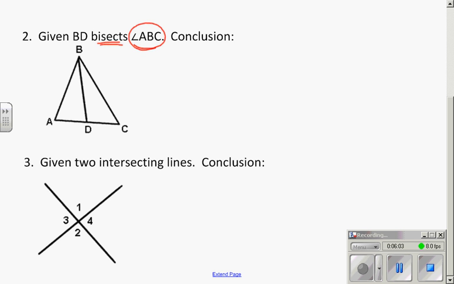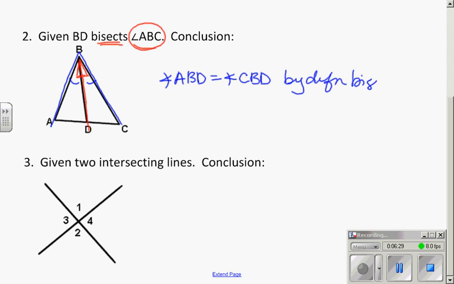Now there's a trick with number 2. BD bisects angle ABC, and you have to think about this ray going in that direction to cut this angle, and only that angle, exactly in half. So what I conclude is that angle ABD is equal to angle CBD by definition of bisector.